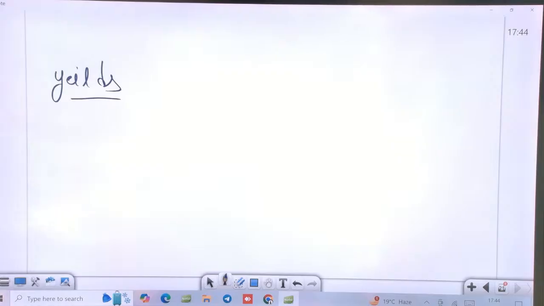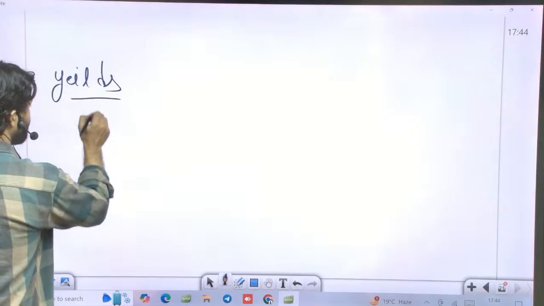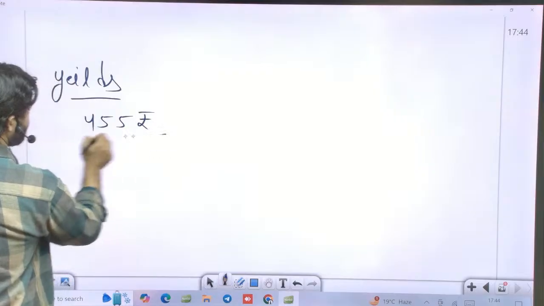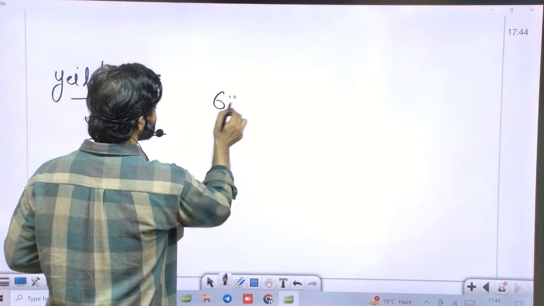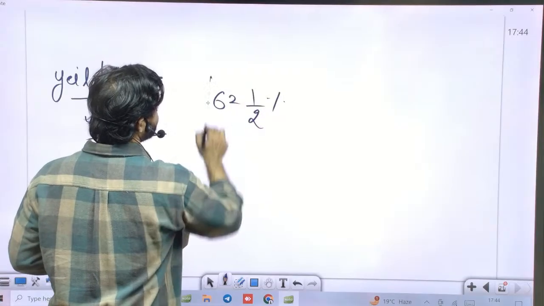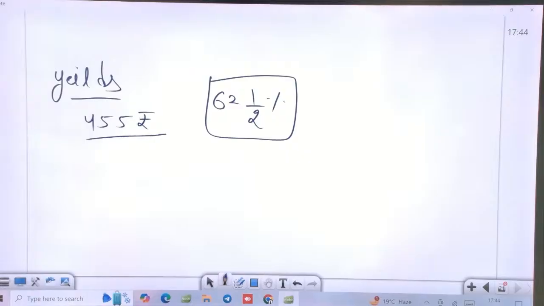The sum of money that yields a CI of 455 rupees during the second year at the rate of 62 and 1 by 2 percent. This is the rate of interest. He is very blessed that he is getting that rate of interest, 62 and 1 by 2%. Find the sum.